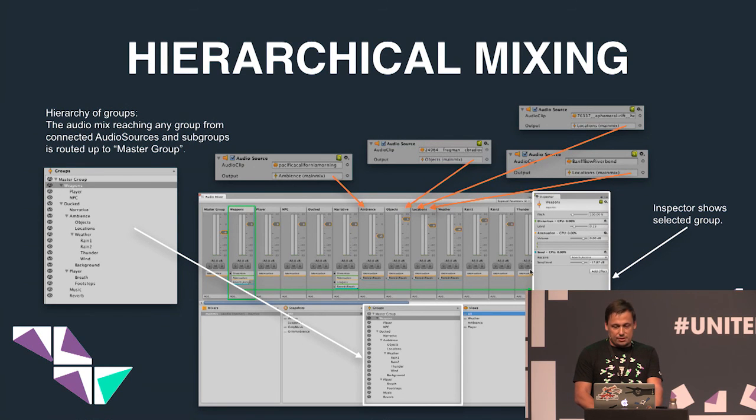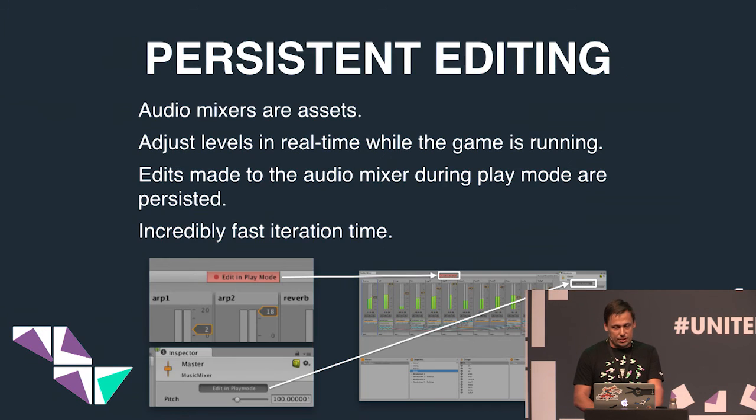And what you're seeing over here is the inspector. The inspector will always show you the selected channel. And what we see here is of course the audio source has the output, which specifies which of the groups the audio should be routed to.